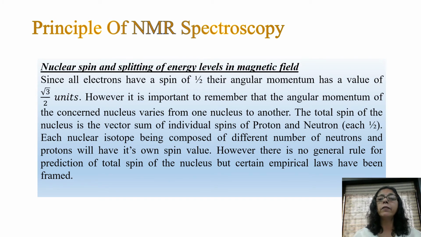Since all electrons have a spin 1 by 2, their angular momentum has a value root 3 upon 2 units. However, it is important to remember that the angular momentum of the concerned nucleus varies from nucleus to nucleus.